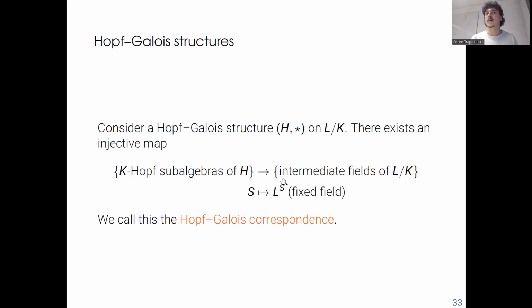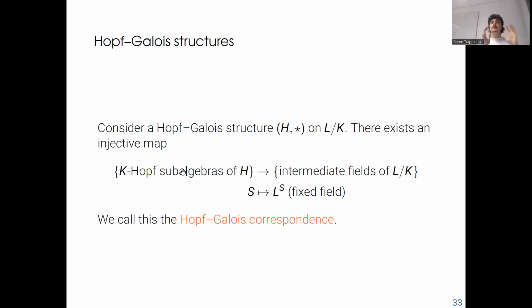So this is somewhat a natural thing to do, because if we once again think about the classical structure, then K Hopf subalgebras of the group algebra are just the group algebras over subgroups, and the fixed field here in the Hopf algebraic sense just comes down to the fixed fields of the subgroup that we take here.